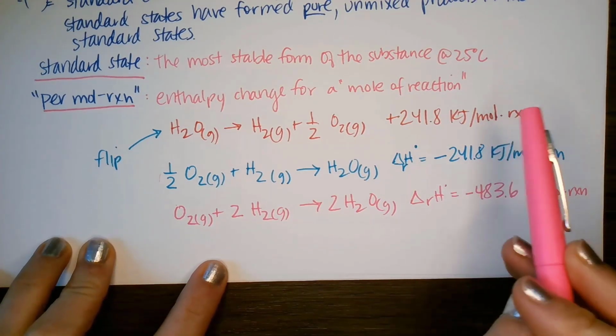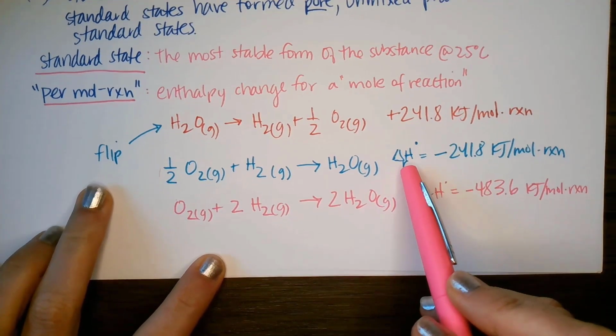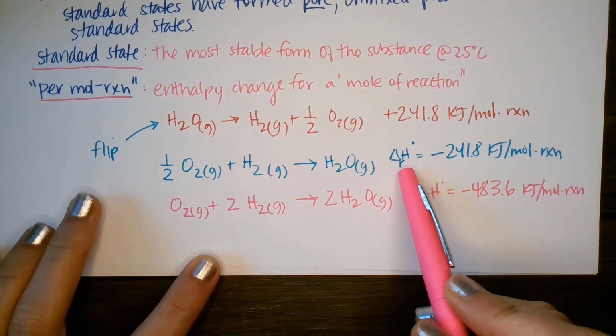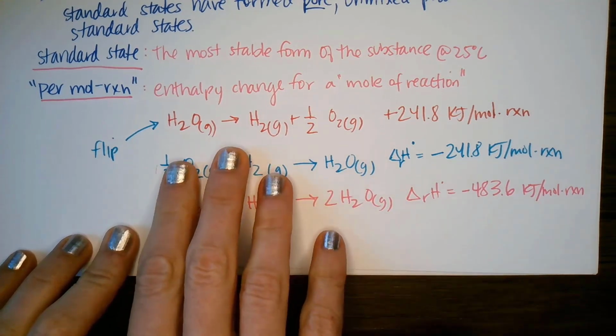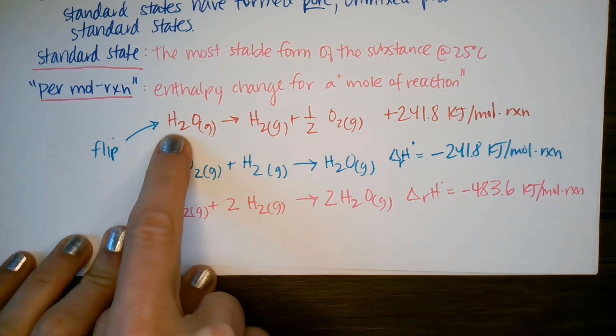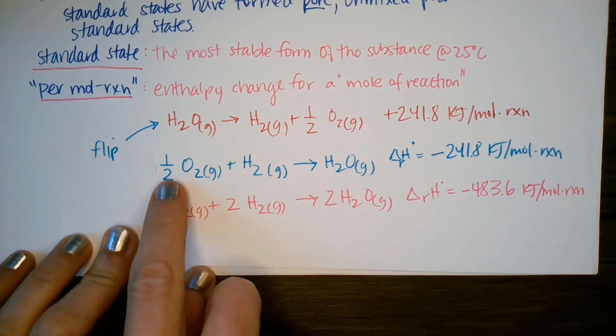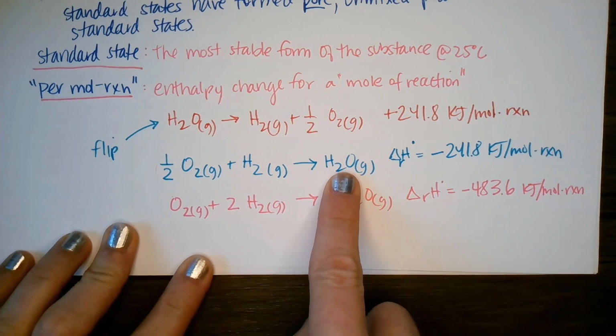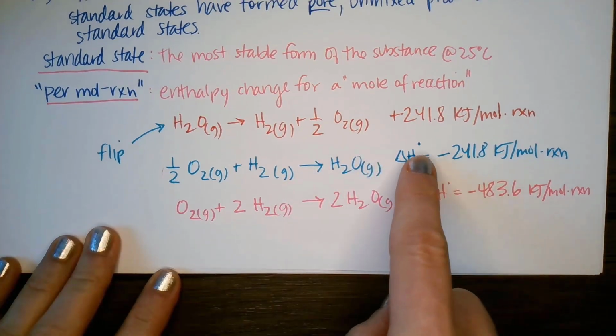So it is important to look at the chemical equation as it's written, and then we can manipulate it and figure out the enthalpy change if our reaction is flipped. So instead of a decomposition of water, it's creating water.